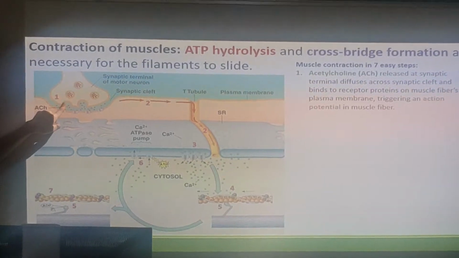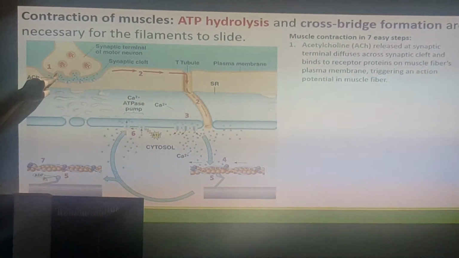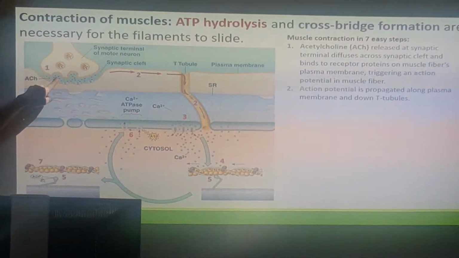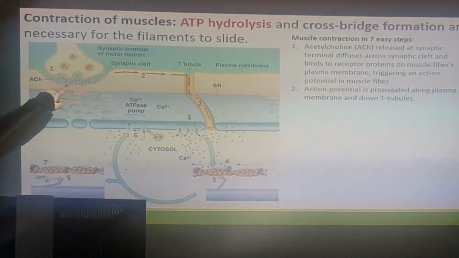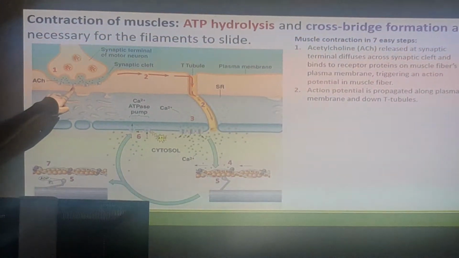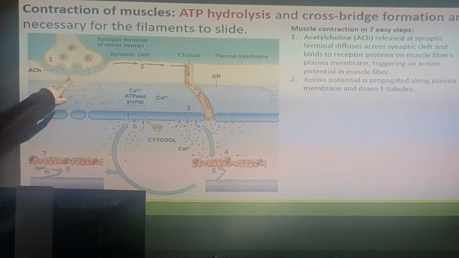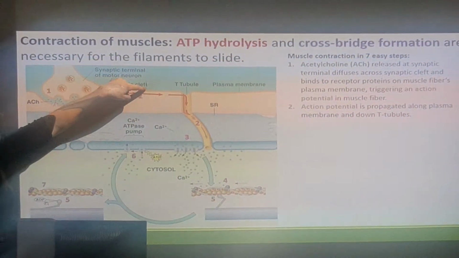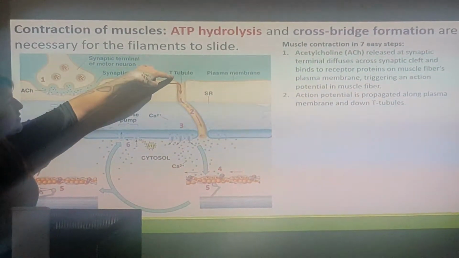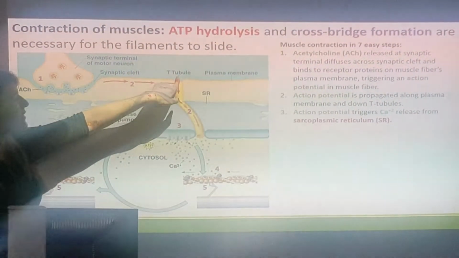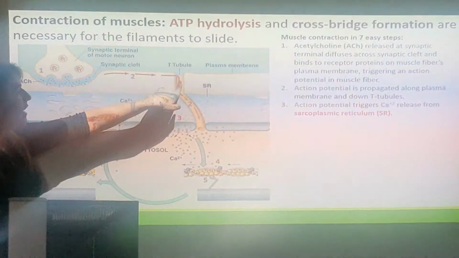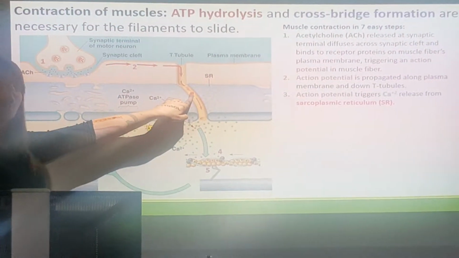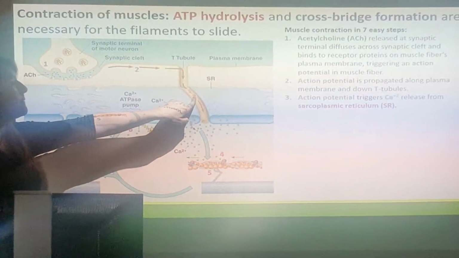The neurotransmitter for muscle contraction is acetylcholine. Acetylcholine diffuses from high to low concentration and binds to a receptor protein on the muscle fiber. This initiates an action potential down the muscle fiber. To get into the muscle cell, the action potential travels down a T-tubule until it reaches a specialized endoplasmic reticulum called the sarcoplasmic reticulum, or the SR.